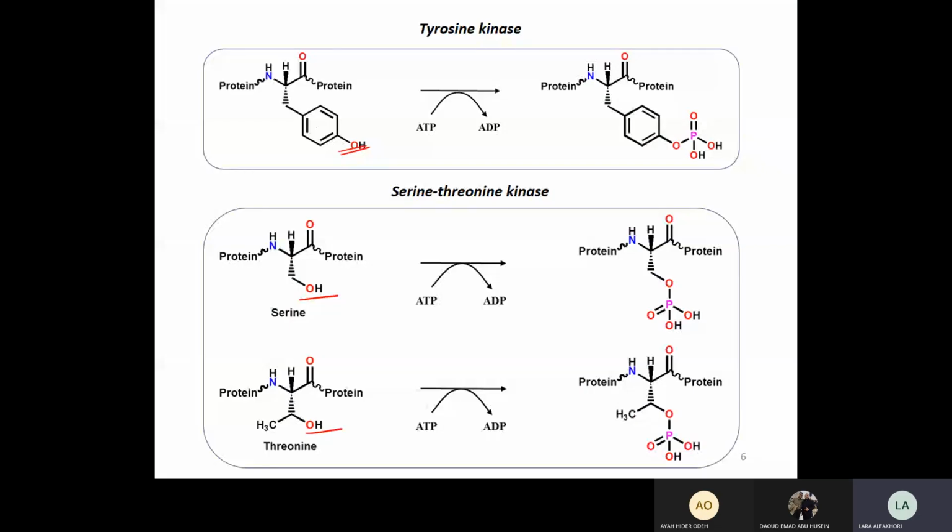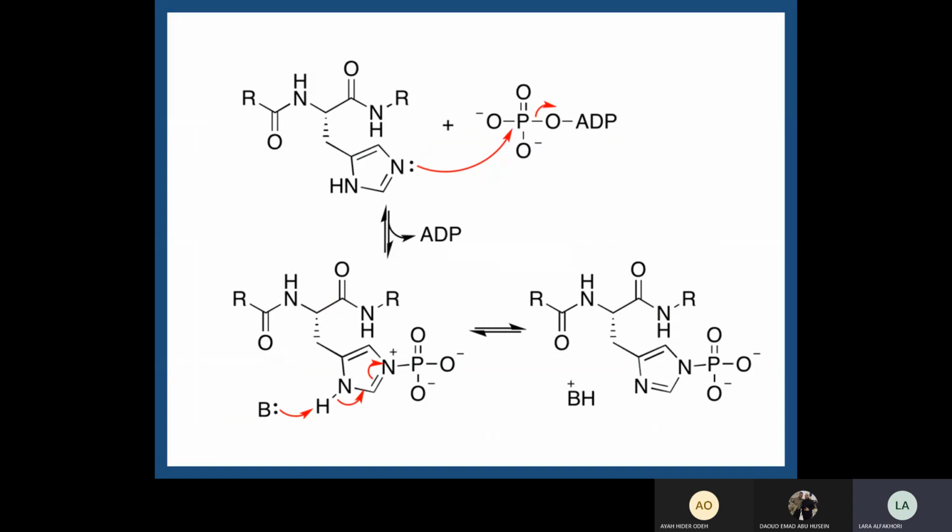Nucleophilic, let's say, group. So one of those nitrogens in the imidazole in histidine, that's the one that gets phosphorylated. But that's very rare. Most of the kinases phosphorylate hydroxyls on serine or tyrosine.